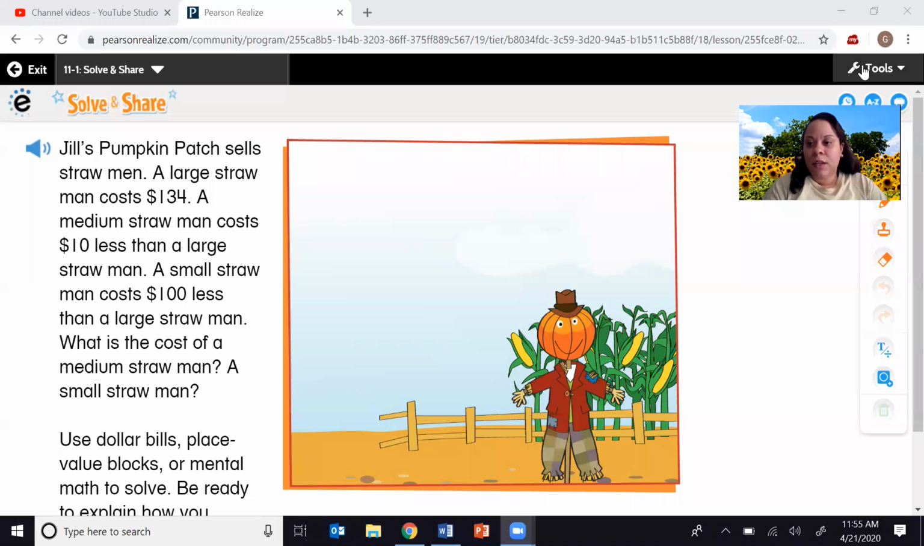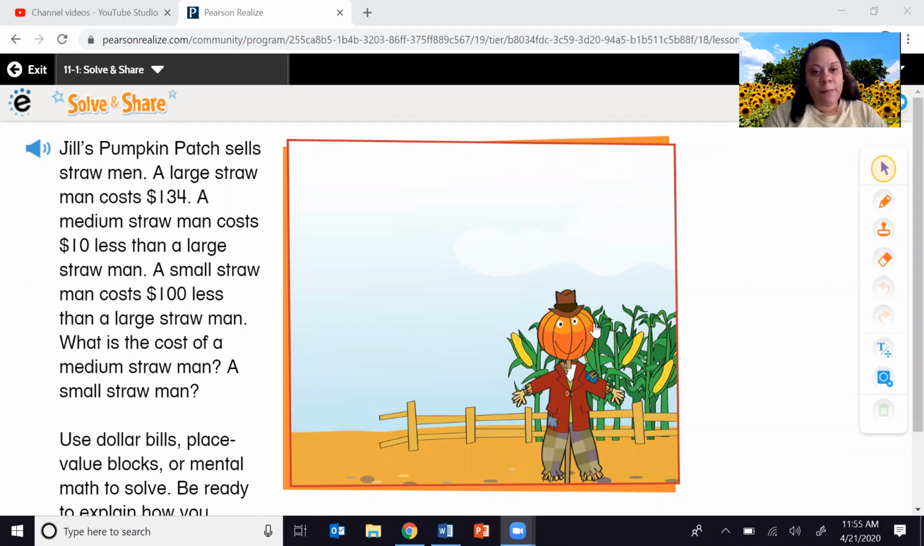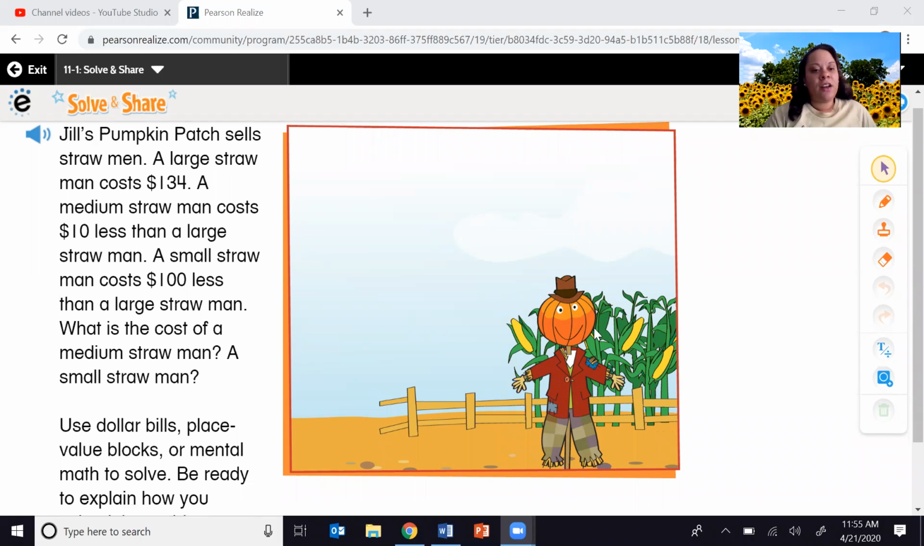And today our solve and share says, Joe's pumpkin patch sells straw men. A large straw man costs $134. A medium straw man costs $10 less than a large straw man. A small straw man costs $100 less than a large straw man. What is the cost of a medium straw man and a small straw man?